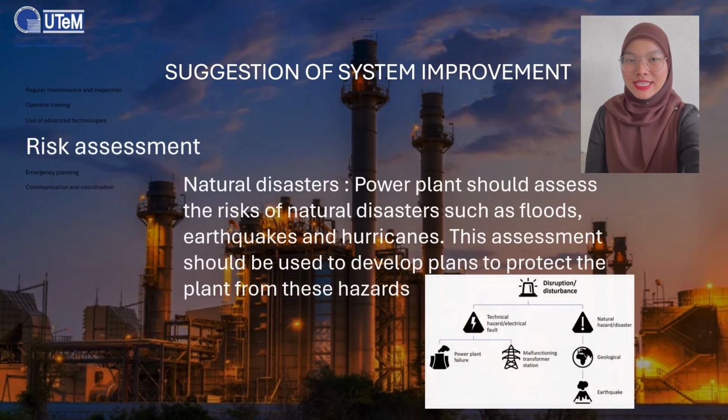Number four, risk assessment. Power plants should conduct regular risk assessments to identify potential hazards and develop plans to mitigate those hazards. This includes assessing the risks of natural disasters, human errors, and equipment failures.